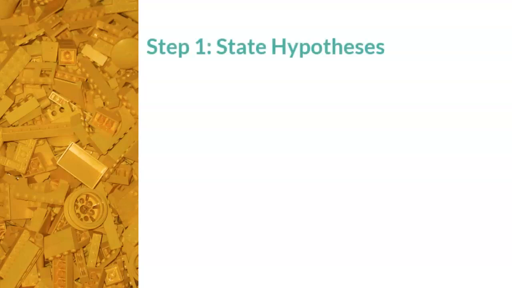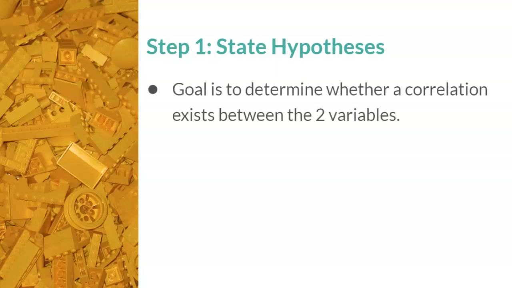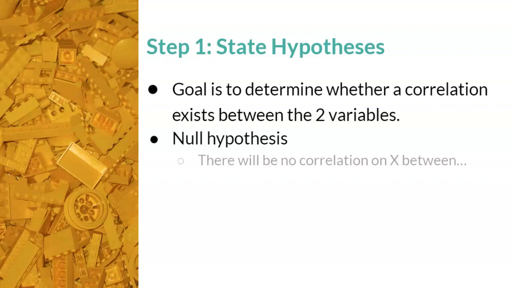Step 1, the yellow Lego, is to state hypothesis. This step will be modified because we're determining whether a correlation exists between two variables. The key word here is correlation. We will now replace the word difference with correlation. The null hypothesis will state that there will be no correlation.